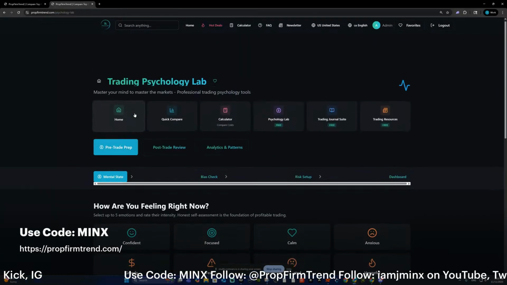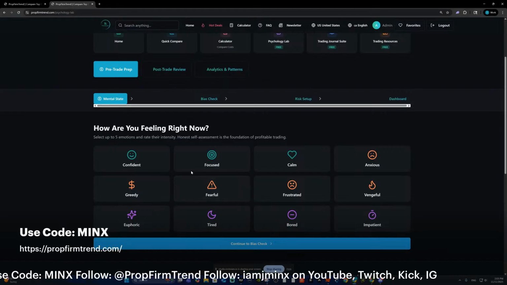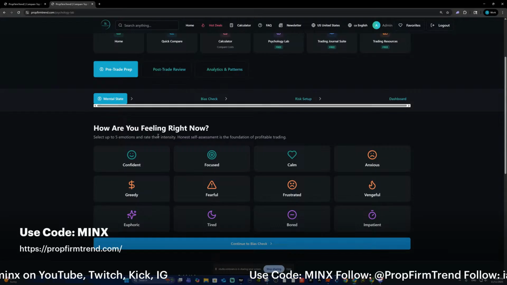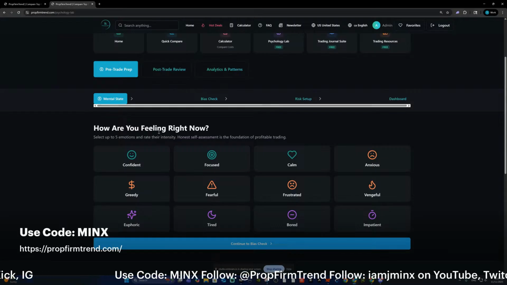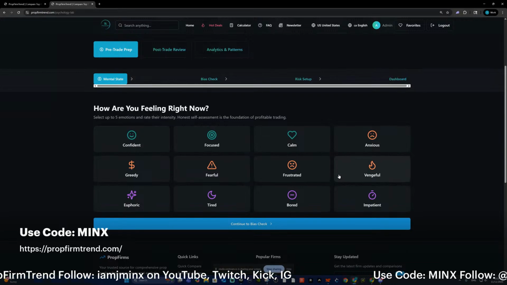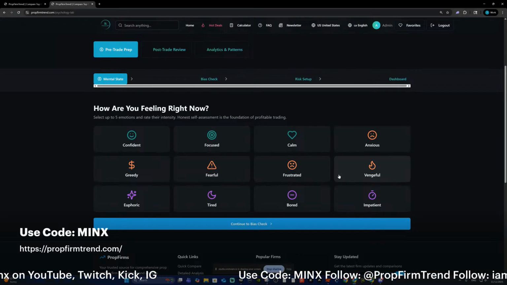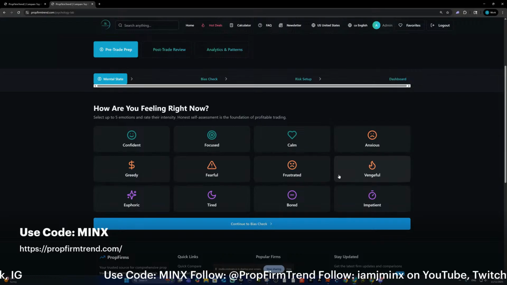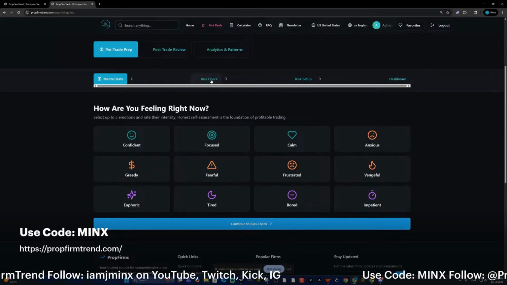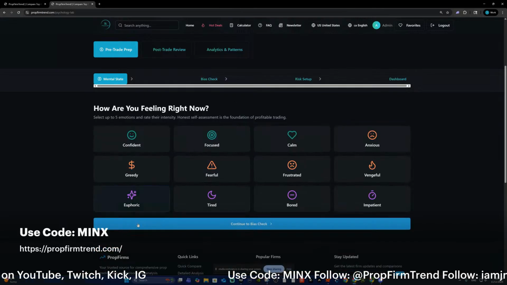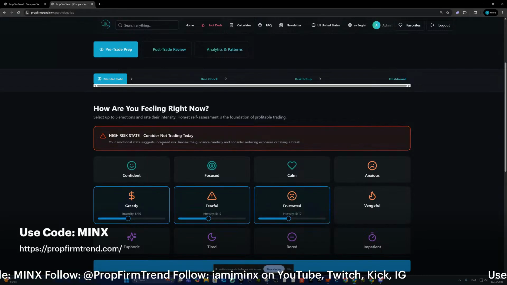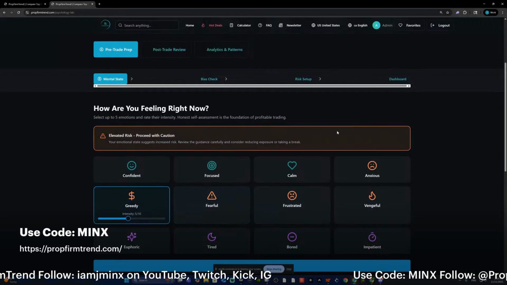So if you go to Trading Psychology, you can check out your mental state, and I know a lot of traders will say no emotions, you're not supposed to be emotional. Well, at the end of the day, we're human. And being fearful or greedy or vengeful or impatient, whatever it is, those are all emotions. And as humans, we have emotions, right? You can play around with that and get your bias check. If you are at high risk, it's going to tell you to consider not trading today if you're feeling some type of way.